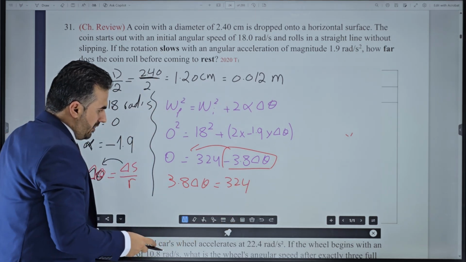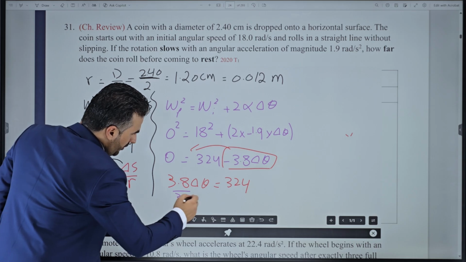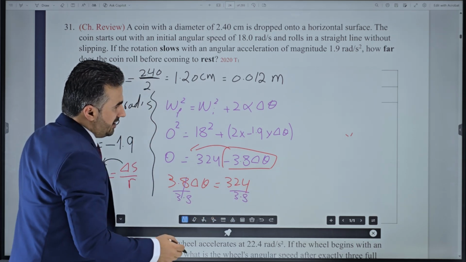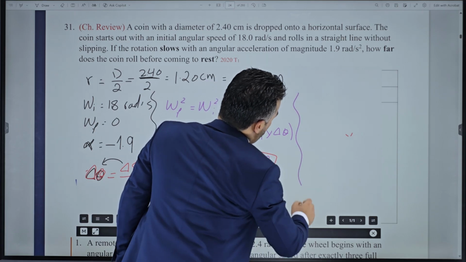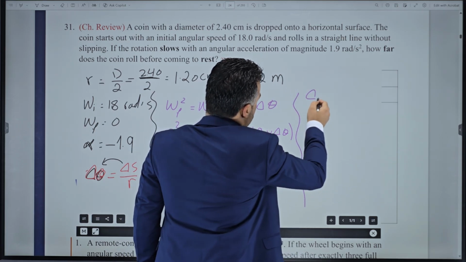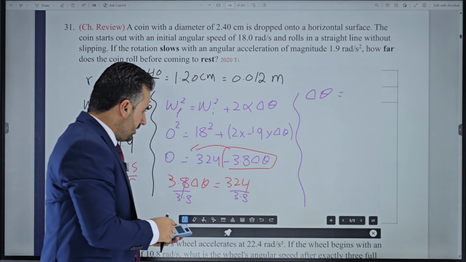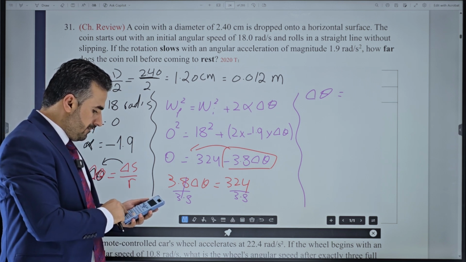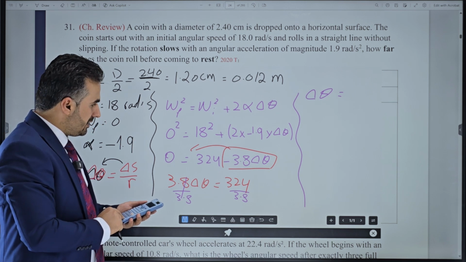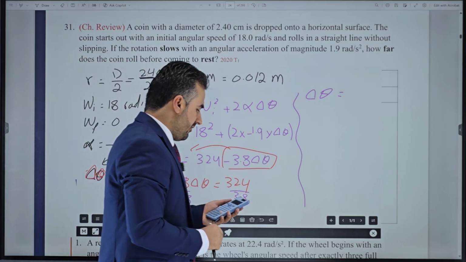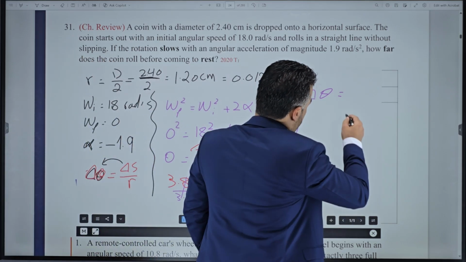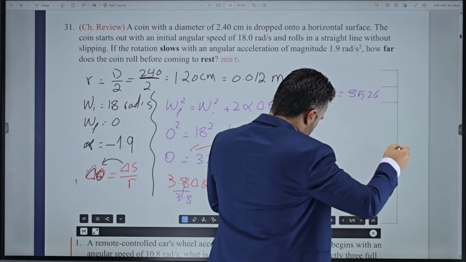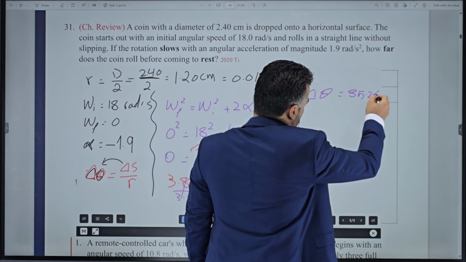Now how do you find delta theta? Divide both sides by 3.8, or you could just take 3.8 to this side, so this cancels out. Delta theta is now equal to 324 divided by 3.8. So the answer is going to be 85.26. We're just going to leave it here.